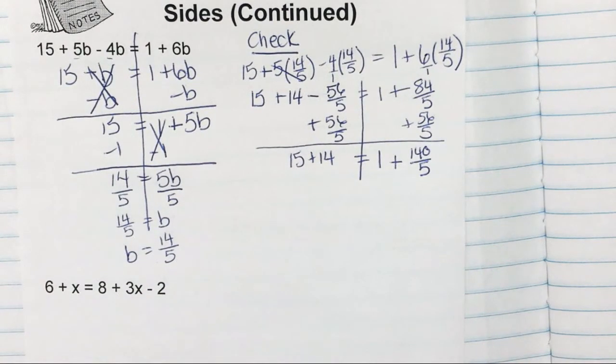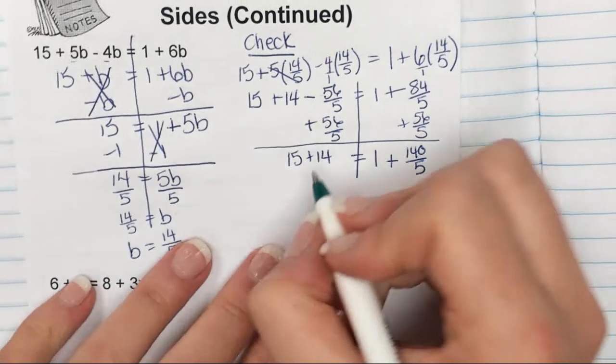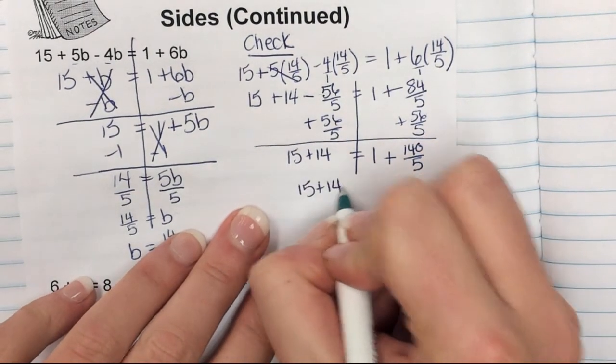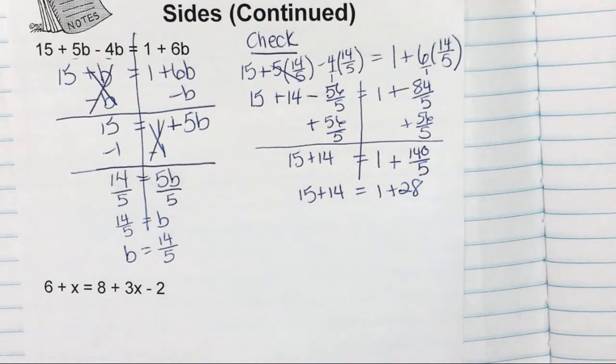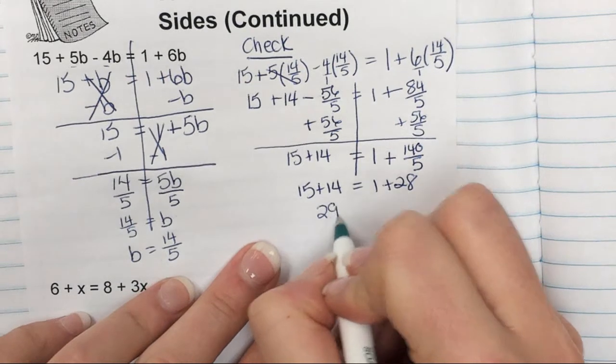Excuse me, 140 divided by 5 gives me 28. So I have 15 plus 14 is equal to 1 plus 28. That helped me clear out my fractions a little bit. And then I have 29 is equal to 29.